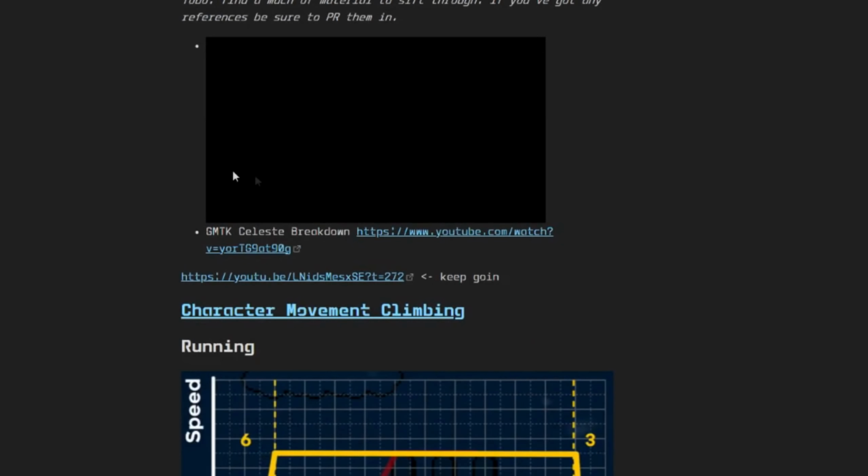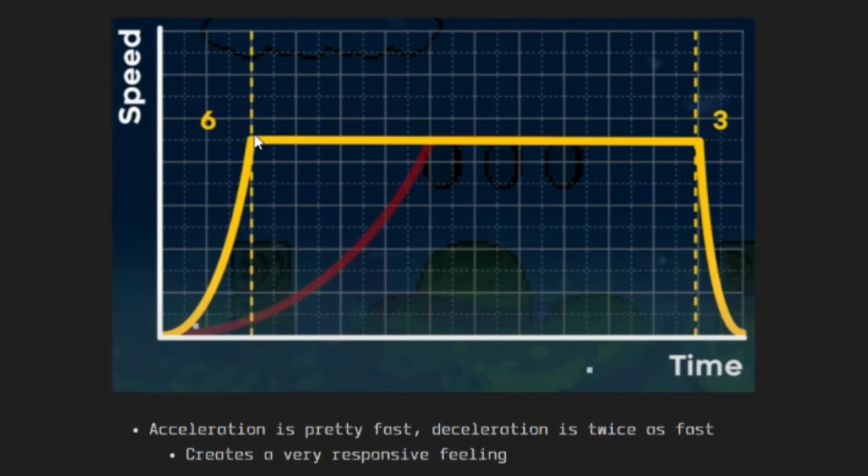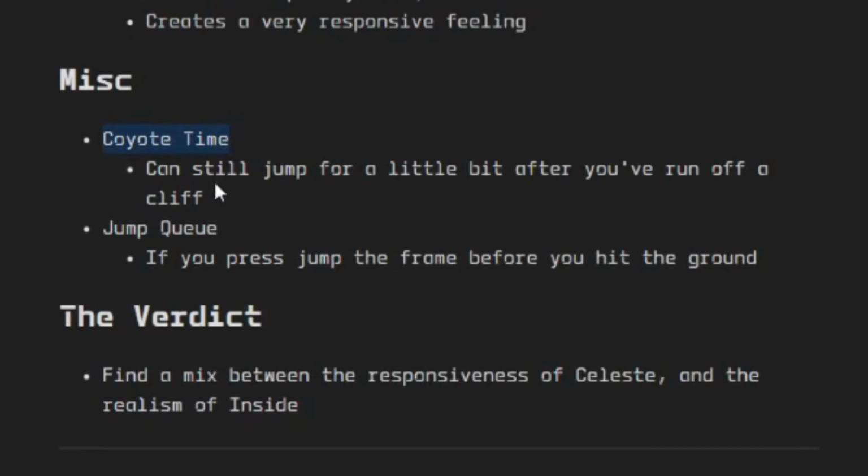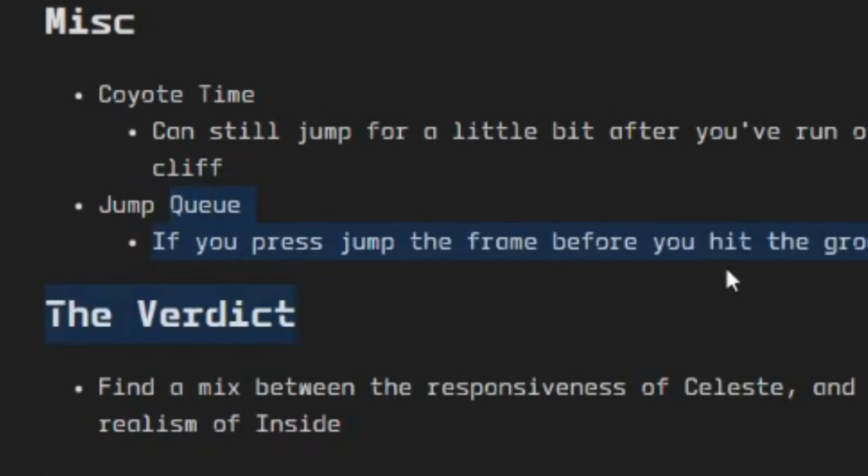I actually watched this a while ago, but I didn't really pay much attention to it or take notes on it, which is kind of yucky. The only good thing that I really got out of it was this right here. This running curve. So quick acceleration, even like twice as quick at decel, and a few things like coyote time. You can still jump a little bit after you run off a cliff. Doesn't sponge the input, and jump queuing, same kind of thing. It's all about whatever the player does, whatever their intention is, they press a button, they expect it to happen.